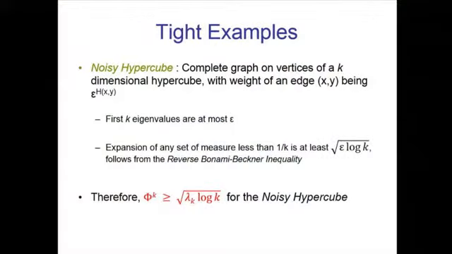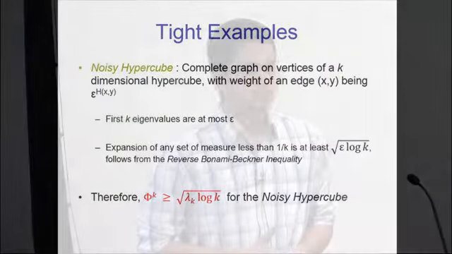The lower bound is tight if you take the Boolean hypercube, and the upper bound is also tight for... Oh, I should also say that this theorem was independently proven by Gharan, Lee, and Trevisan also. Okay, so the upper bound is tight for what is known as the noisy hypercube. So basically you take the vertices of a k-dimensional Boolean hypercube, and put a complete graph on it. And the weight of an edge xy is epsilon to the Hamming distance between x and y.